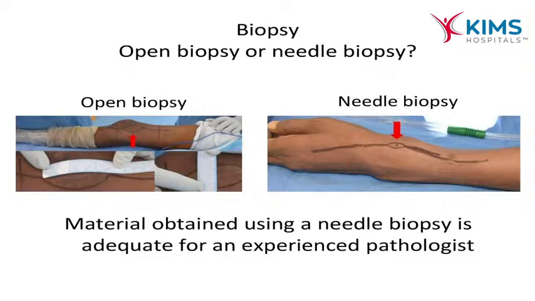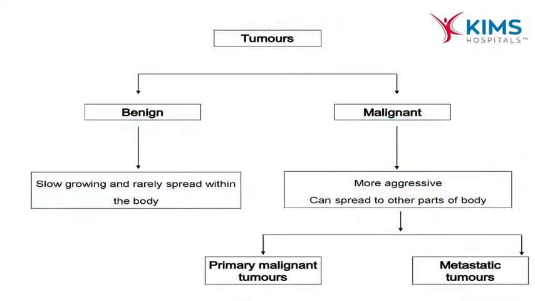Now can we go to the next slide? 4th slide. So after a biopsy is done, which is the needle biopsy, the most preferred technique, we'll know which type of bone tumor we are dealing with. Bone tumors are of 2 types. One is benign, other one is malignant.